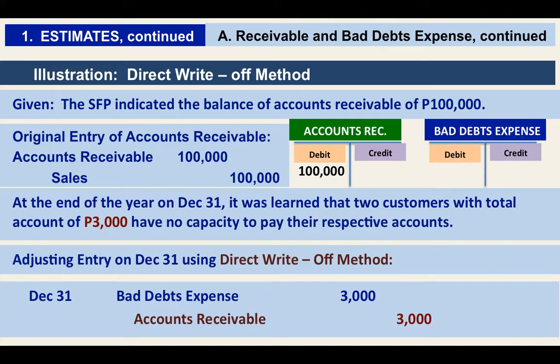In our account or general ledger, it will look like this. We will record the 3,000 there, and then the accounts receivable as a direct write-off, meaning removing the 3,000 from the 100,000. Okay?